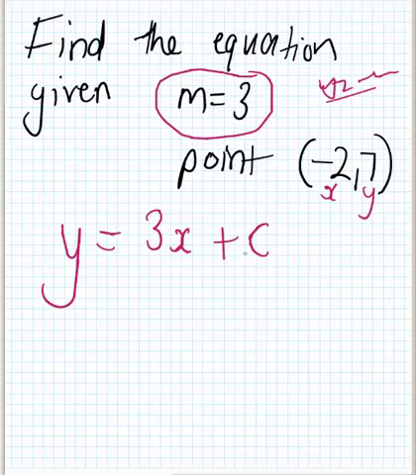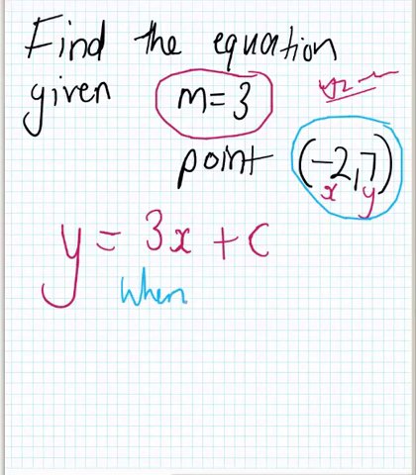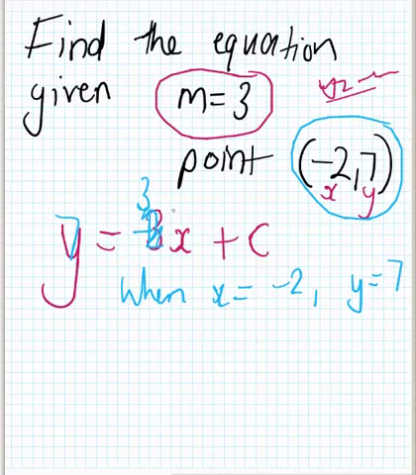Now we've got to find c, and that is why they've given us this point. They have given us this point because we need to substitute when x is negative 2 and y is 7 to find the c value. So let's do that. When x is negative 2 and y is positive 7, we'll sub it in. We're going to have 7 here, and we're going to have 3 times negative 2 here. But let's just sub it in properly.